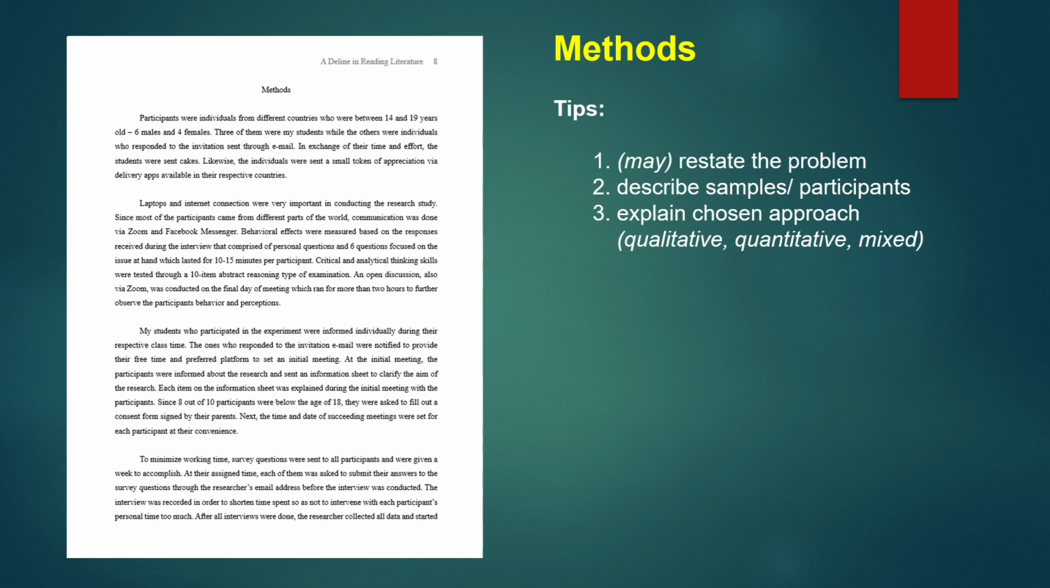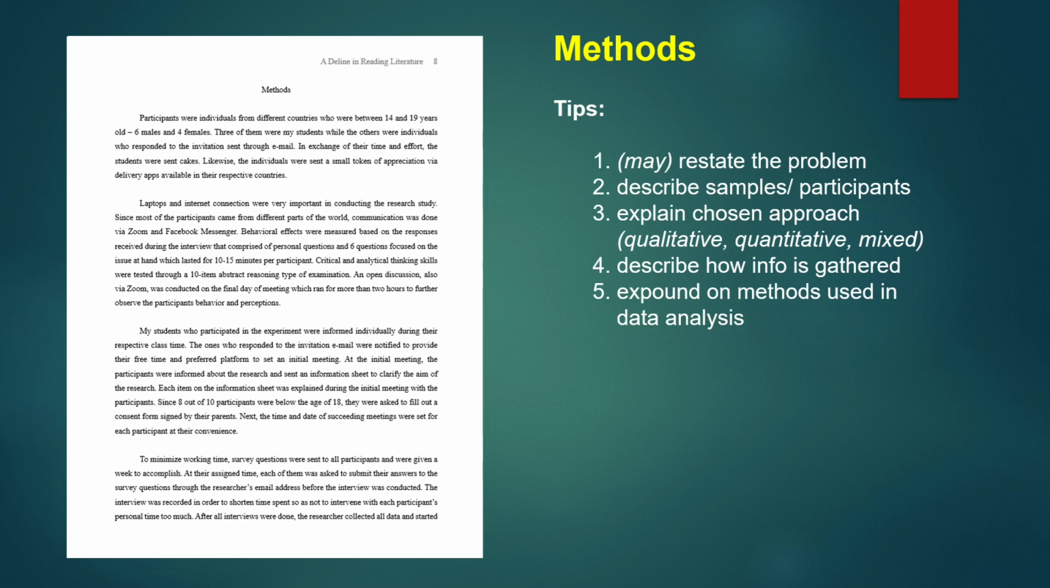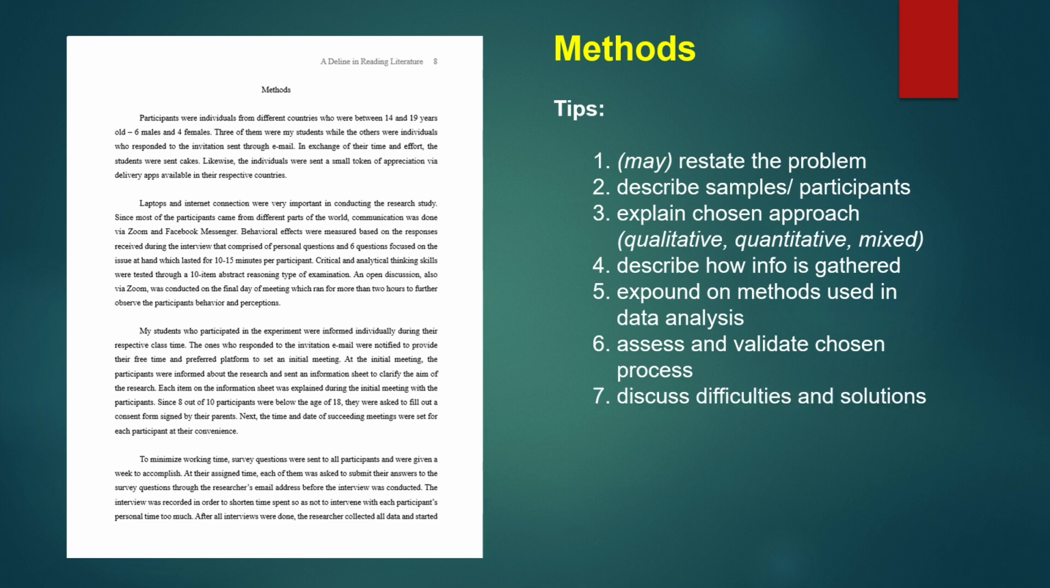Now, if there are uncommon approaches used in your research, then you also have to talk about why the particular approach is necessary. Next, describe how you gathered information and expound on methods used in data analysis. Then you have to assess and validate your chosen processes. Finally, discuss any difficulties encountered and how you overcame them. Now, sometimes there is a need to reference all sources used to determine your chosen approach, since this helps strengthen the validity of your study.